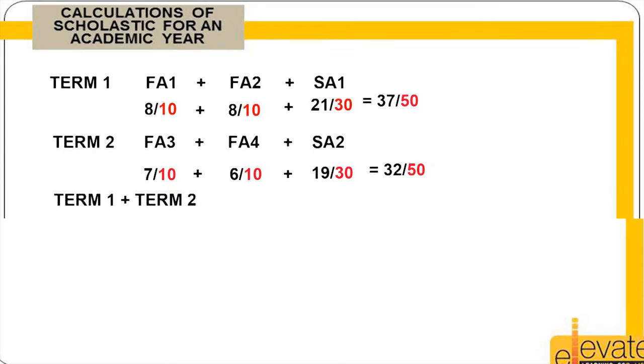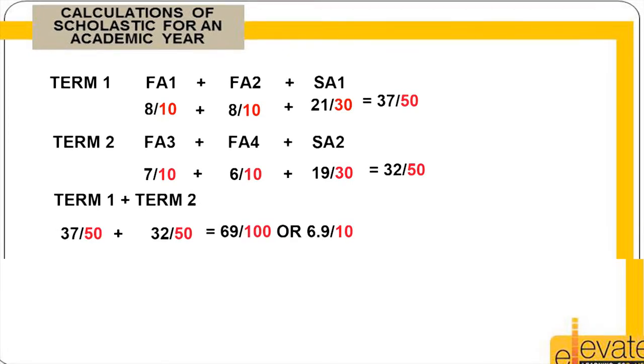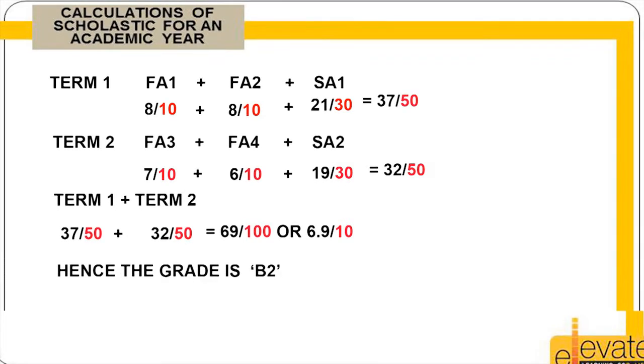Term 1 plus term 2: 37 out of 50 for term 1, 32 out of 50 for term 2, means 69 out of 100 for the whole year, and the grading point is 6.9 out of 10. So the grade is B2. This way we have calculated Atul Gupta's result for the whole year. After this, how you have to record this in your curriculum planner, we are going to discuss now.